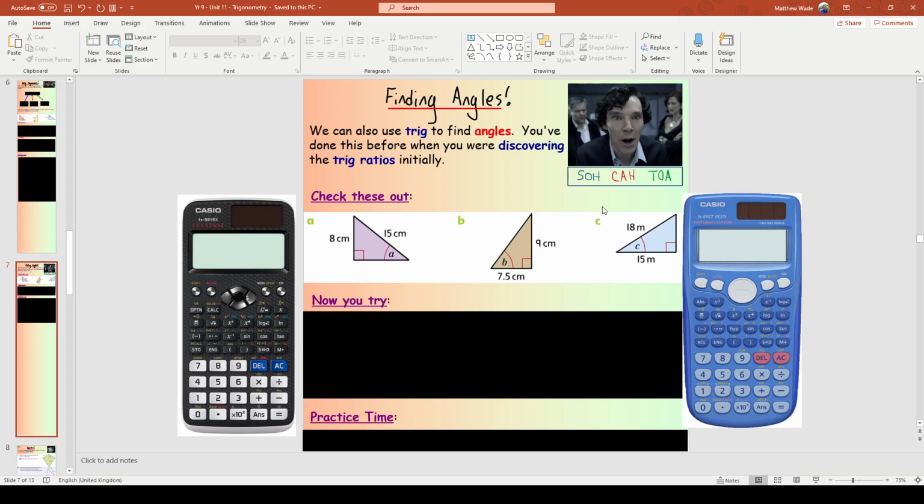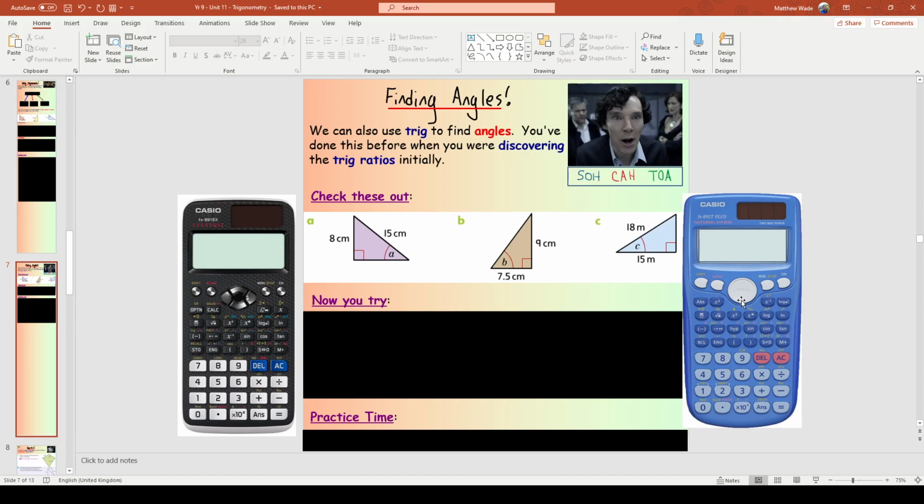You have sine, which is opposite over hypotenuse. You have cos, or cos as you guys should say. If you're not saying it with a Canadian accent, you say cos. You have cos of theta is adjacent over hypotenuse, and you also know tan is opposite over adjacent. That's everything you've done so far. You also figured out side lengths by putting this SOHCAHTOA stuff into a formula. So that's where we are at.